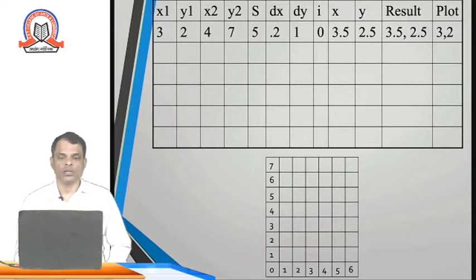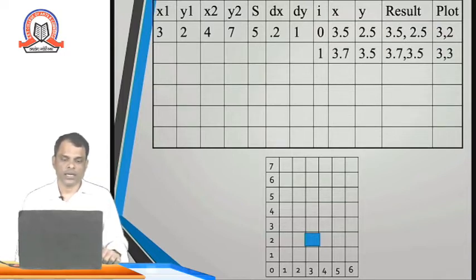Now I am going for the second iteration. See over here, this point I plot 3, 2. That point is shown with the blue color. You can check. Now I am going for the second step.